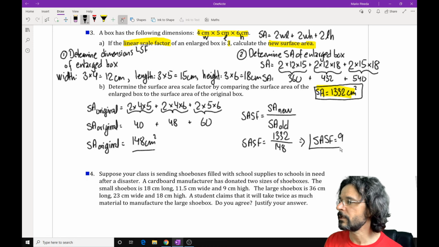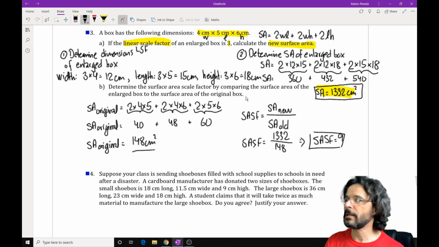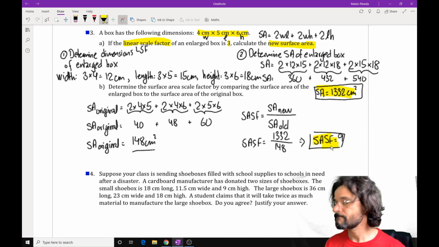So we have rounded it here. It doesn't ask us to do this, but we have done it here, and it's going to be 9.